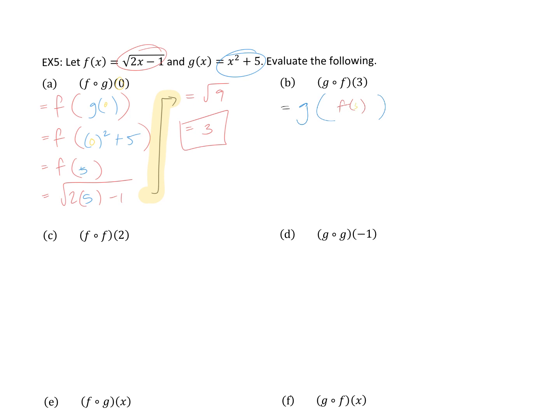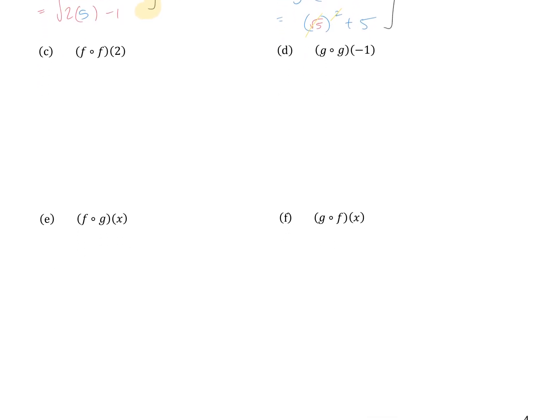So let's find f of 3 first. So f of 3, that's going to be g of the square root of 2 times my input minus 1. And again, my input is 3. Then, calculating that, that's going to be the square root of 5. So now let's input the square root of 5 into my g function, x squared plus 5. My new input is the square root of 5, then the square root cancels with that square. Continuing our work, we have 5 plus 5, which is 10.